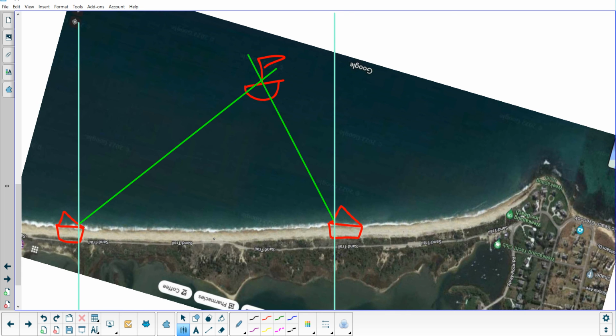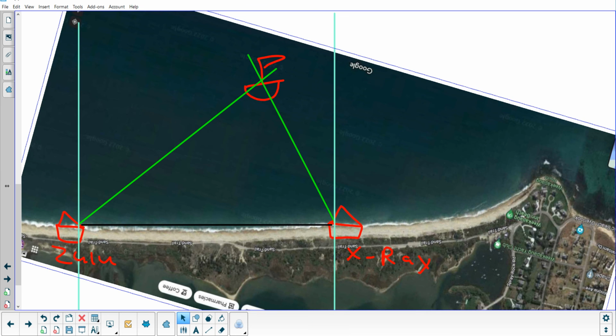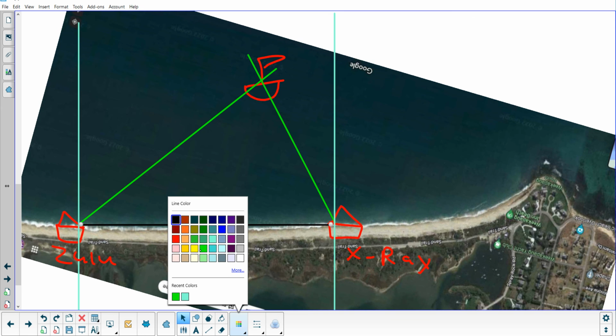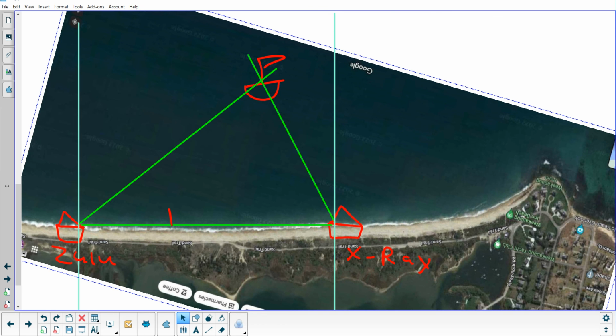Now I need to label which station is which. Which station is to the west? Is that Zulu or X-ray? Yep, Zulu. Okay, so this is Zulu. This is X-ray. And we were told the distance between the two. Can someone remind me what that distance was? 120. So this line that I just did in the green is 120.